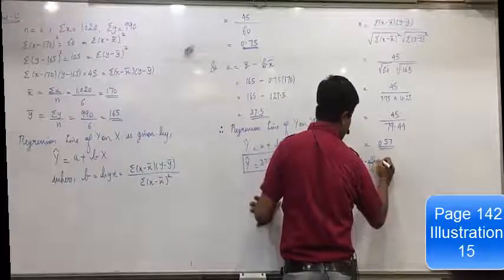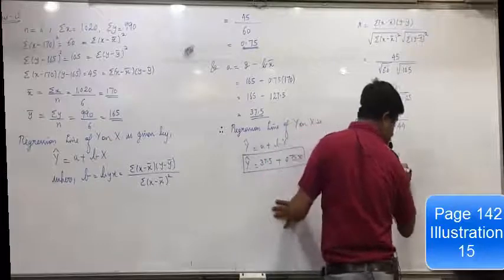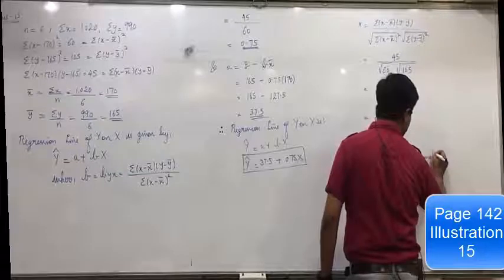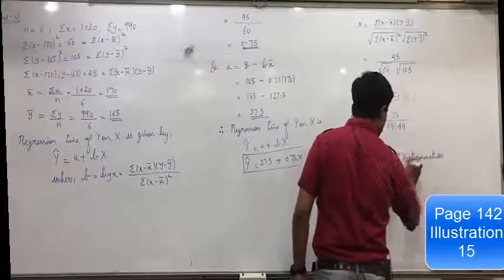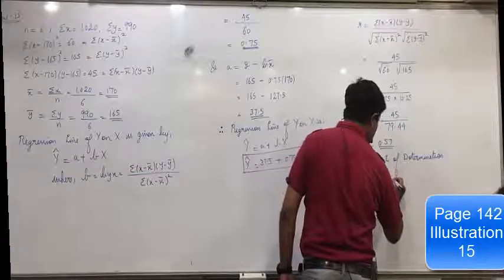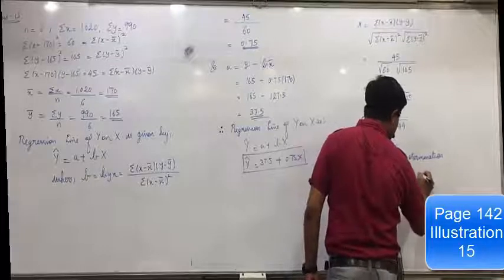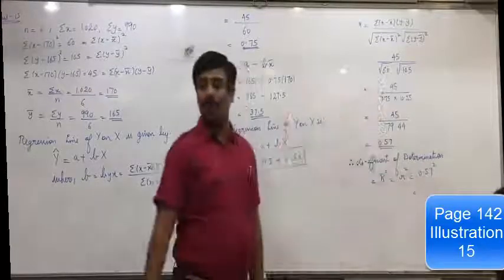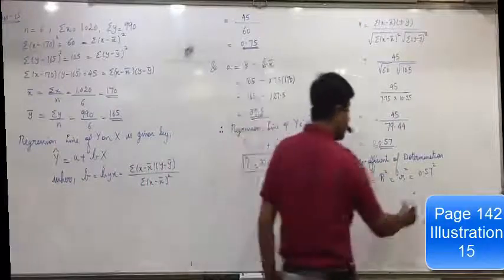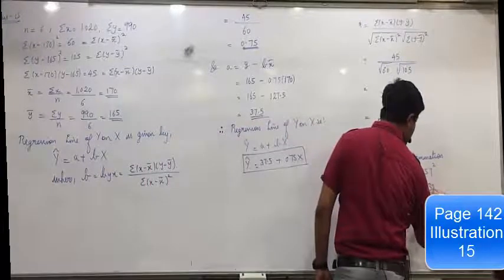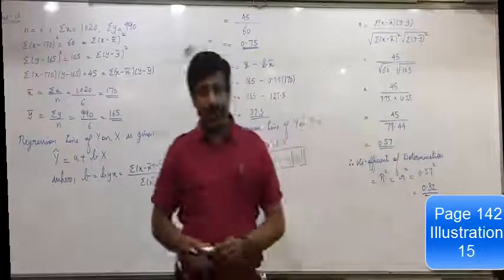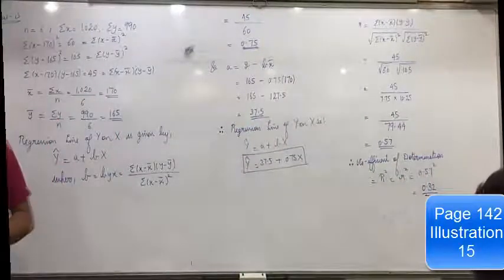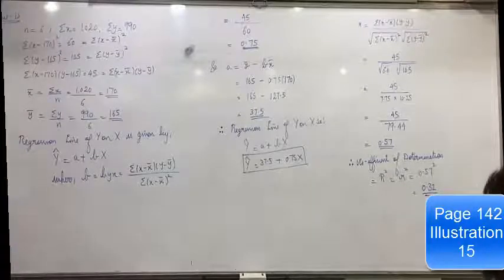coefficient of determination. Coefficient of determination equals capital R square equals small r square equals 0.57 square. What does that come to? 0.32. So whenever coefficient of determination is asked, you will find the correlation coefficient and square it.